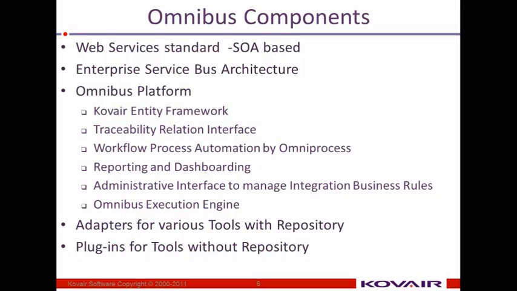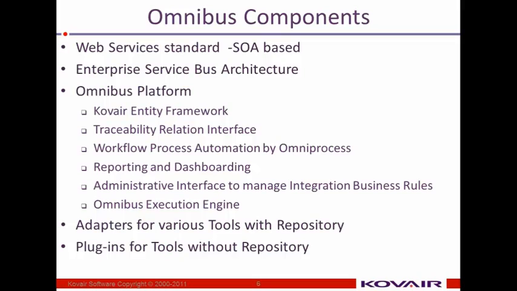Now, as part of the Omnibus platform, what you get is the Kovair entity framework. The entity framework basically allows you to create different kinds of entities or objects or artifacts which correspond to the objects in the other tools. So for example, for Quality Center, you can create 3 different entities, one for, let's say, the requirements, one for the test cases, one for the defects. So Kovair Entity Framework actually allows you to create unlimited entities corresponding to different objects and different tools. It also has the interface to create the traceability relations between the different objects and different tools.